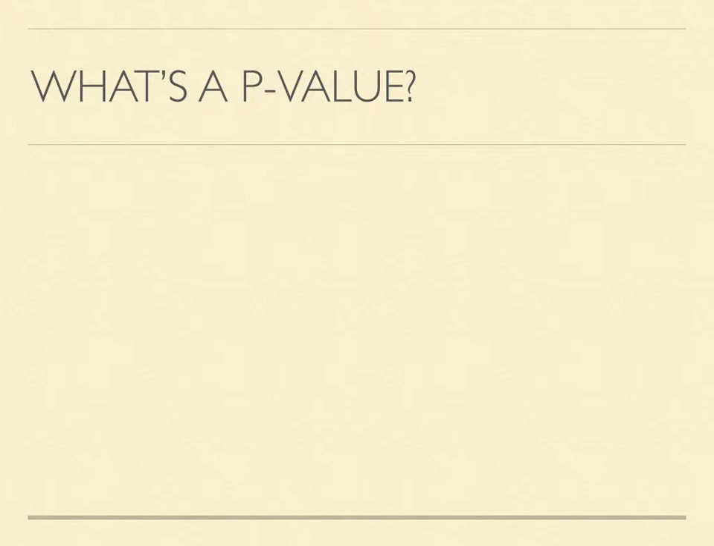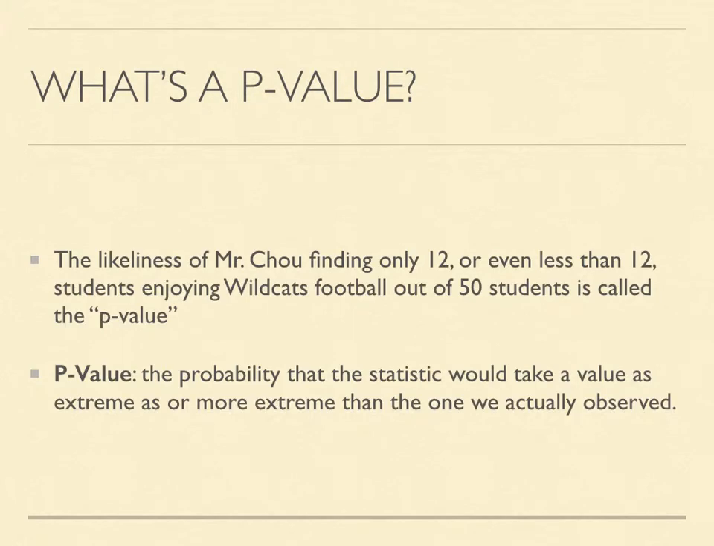That's when we come up with a p-value. The p-value in this case is the probability that the statistic would take a value as extreme or more extreme than the one we actually observed. So the p-value here is how likely Mr. Cho would find only 12 or even fewer than 12 students who enjoy the Wildcats. That is our p-value.